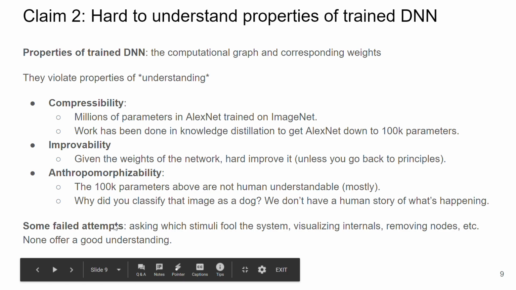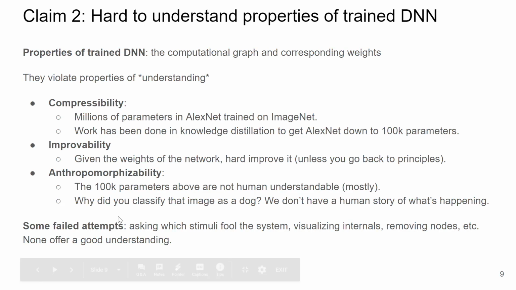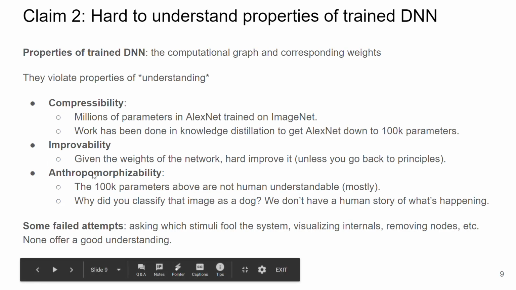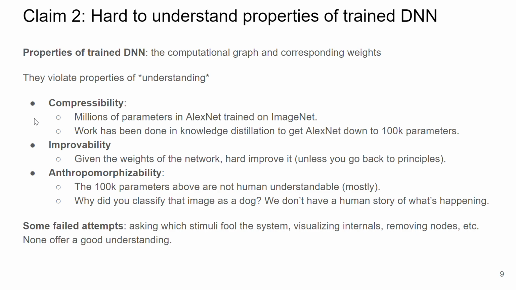They do acknowledge that a lot of work has gone into figuring this out, the problem of interpretability in machine learning. And some of the attempts include asking which stimuli fool the system, visualizing these internals, removing nodes, and they say that none of these actually offer a good understanding because these properties are still mostly violated.